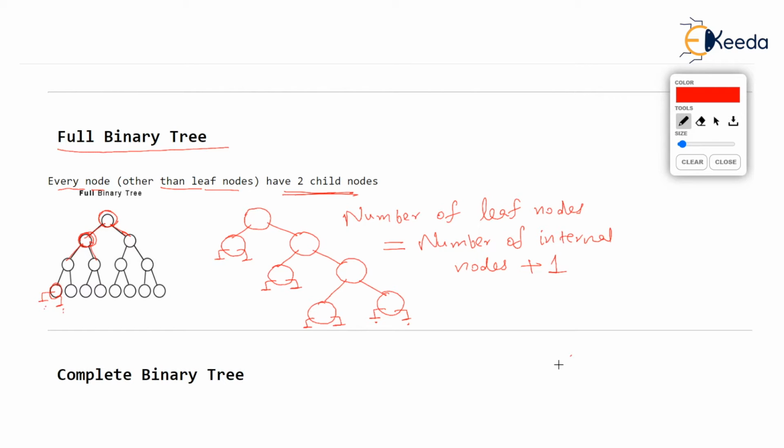I hope you are understanding. That's a full binary tree. Now, initially, all beginners have an impression that the full binary tree will be the one where all leaf nodes will be at the same level. That can strike anybody's mind. But it's not necessary that all leaf nodes will be at the same level in a full binary tree.